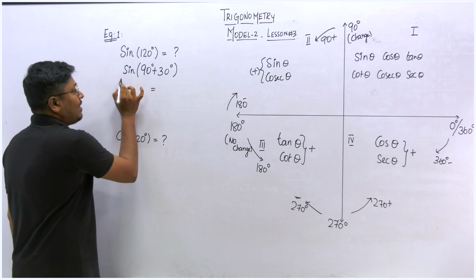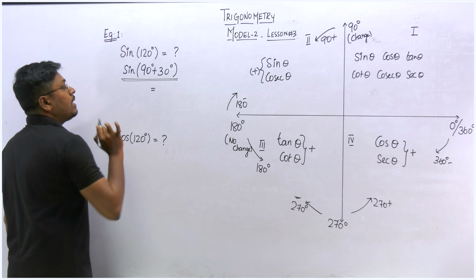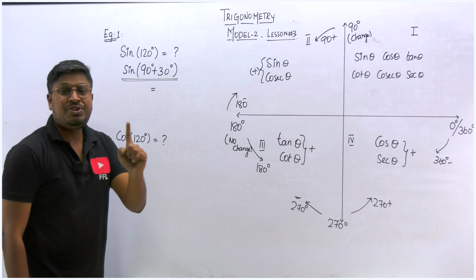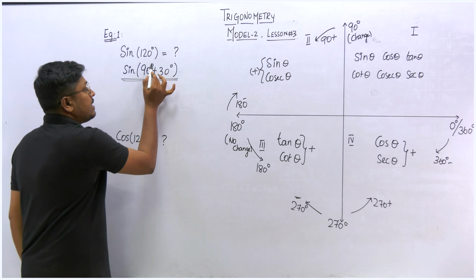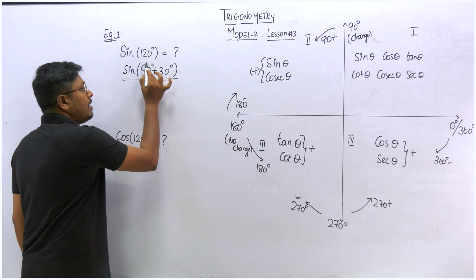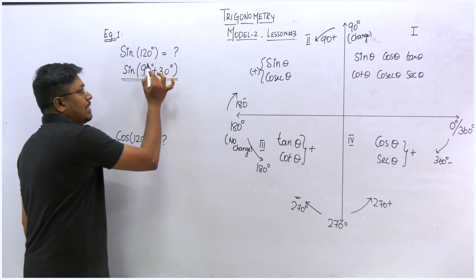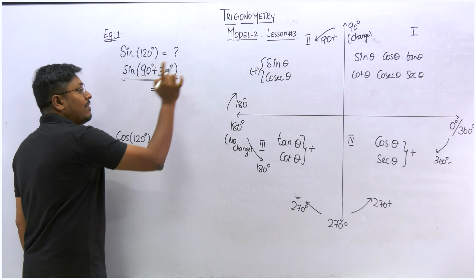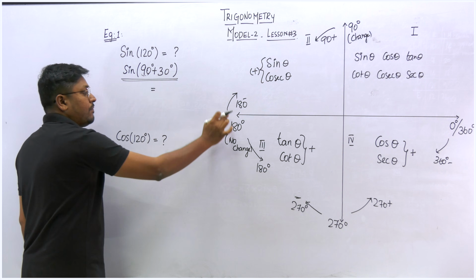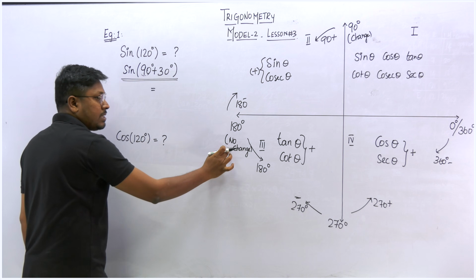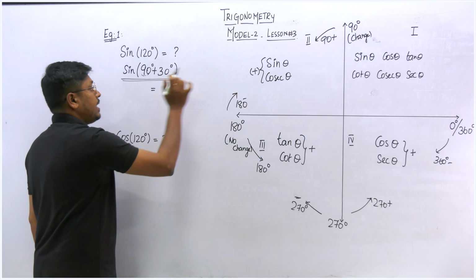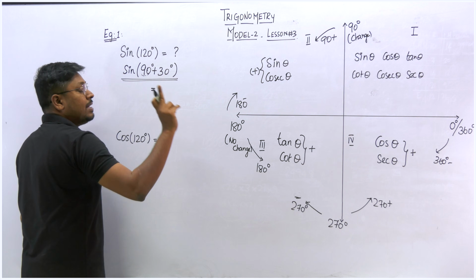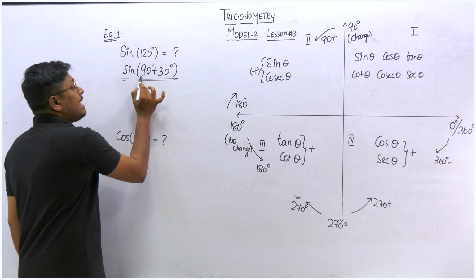Now, after writing it this way, look at the chart we learned. Sine of 90 plus 30. What should be your first step? First, you have to see whether it is 90, 180, 270 or 360. Now it is 90 degrees. Whether to change or not: if it is an even number, no change. If it is an odd number, you have to change. Here it is 90, so you have to change.